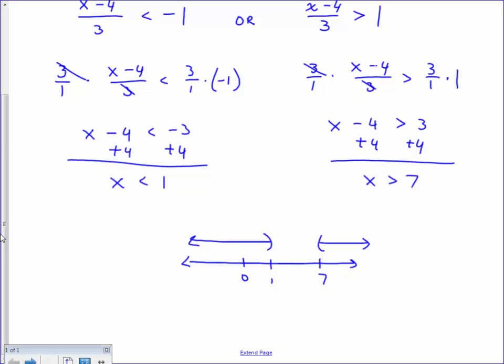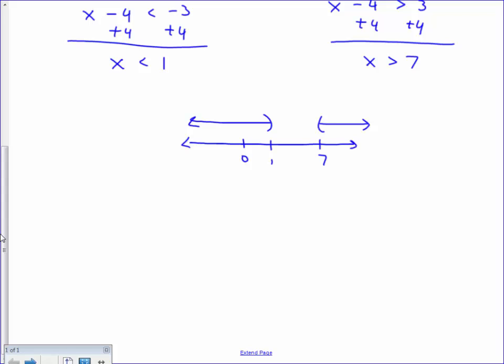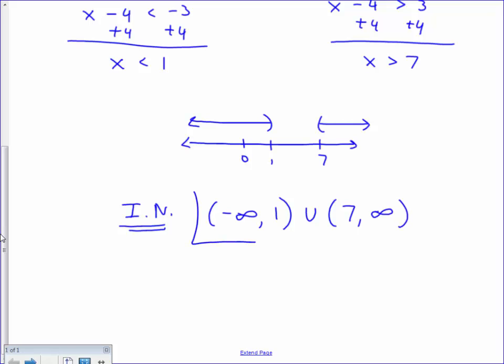What this does by drawing my sketch is it makes it easier for me to write the answer in interval notation. In interval notation, we can see it would be -infinity to 1, parentheses, union, parentheses, 7 to infinity. We're using parentheses around the 1 and the 7 because there was no bar underneath the inequality symbol above.